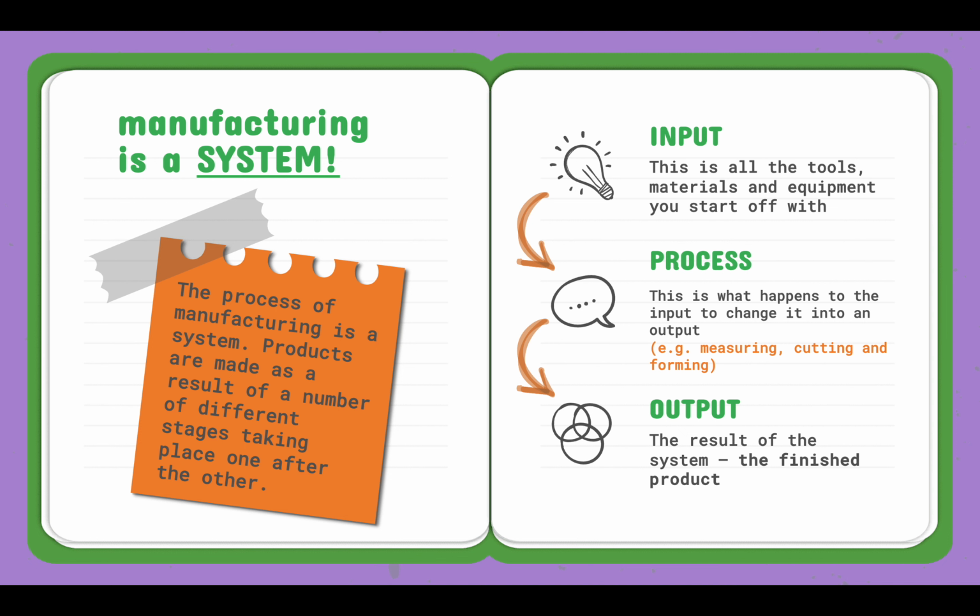So your first stage will be the input, and this is all of the materials, tools, and equipment that we start off with. Secondly is the process, and this is what happens to the input to change it into an output. For example, measuring, cutting, and forming processes. And finally is the output, which is the result of the system. In other words, the finished product.